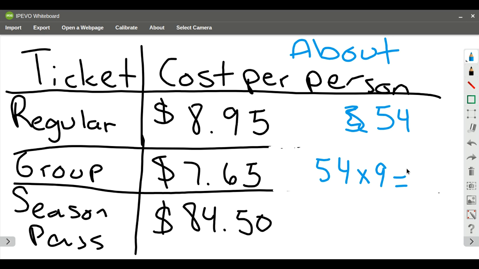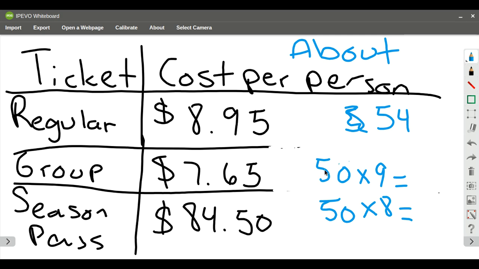But to make it even easier, I'm going to take 54 and round that to make it even easier. I'm going to round it to 50. And then the $7.65, I'm going to use rounding again. I'm going to round that to the nearest whole number, which is going to be 8. And then I'm going to round this to 50. It's not an exact answer, but it'll tell me about how much money they will save.